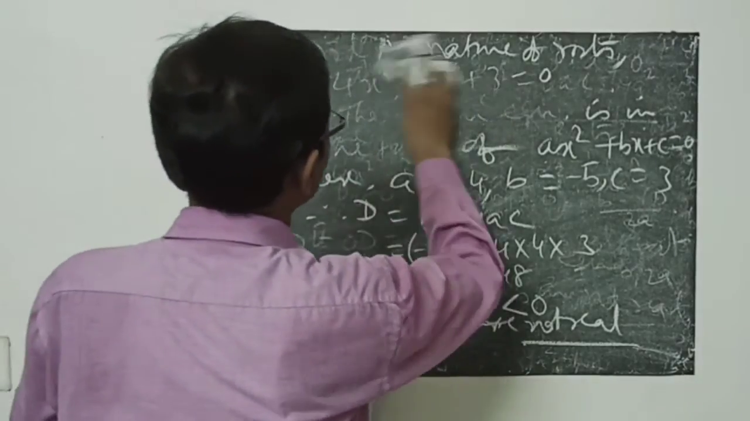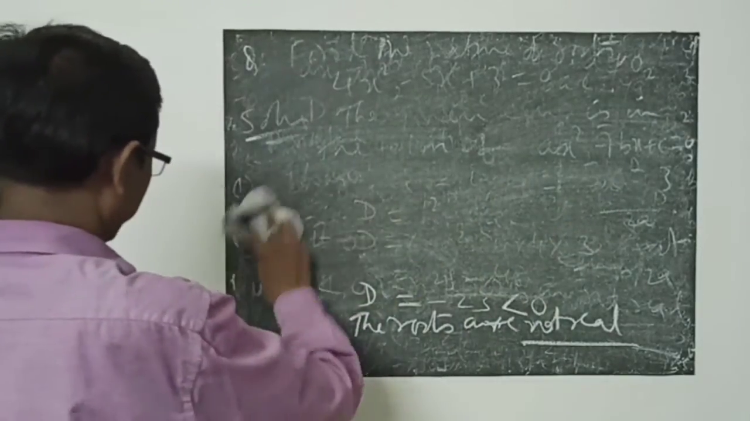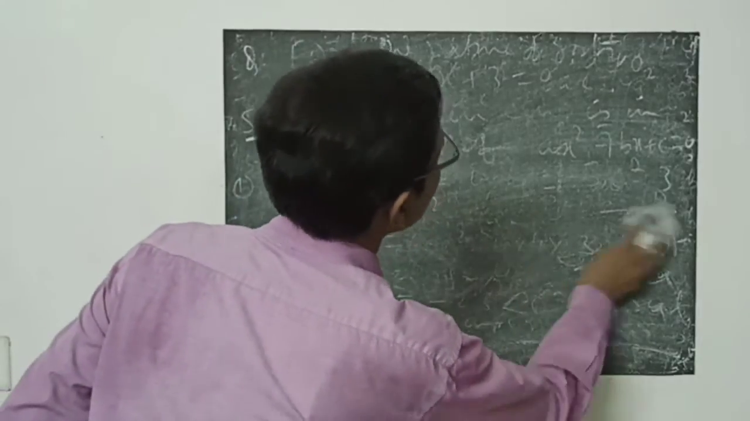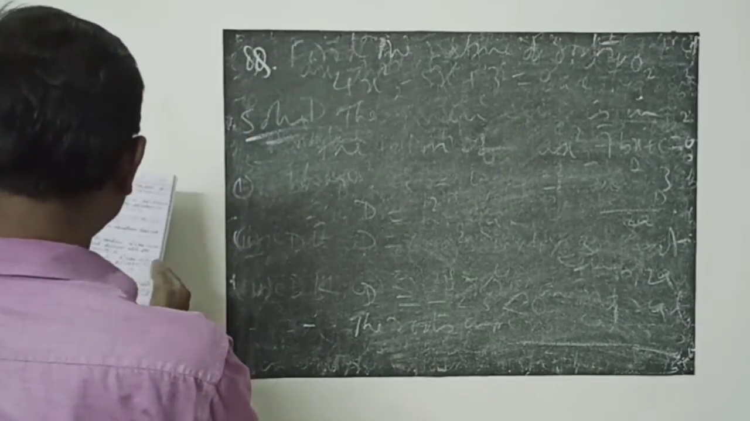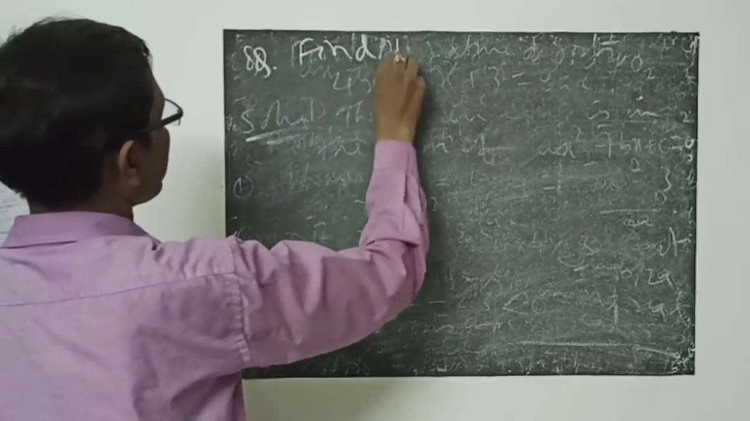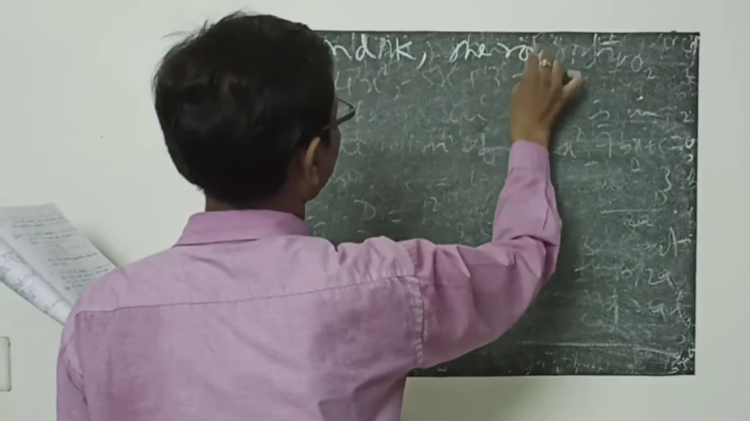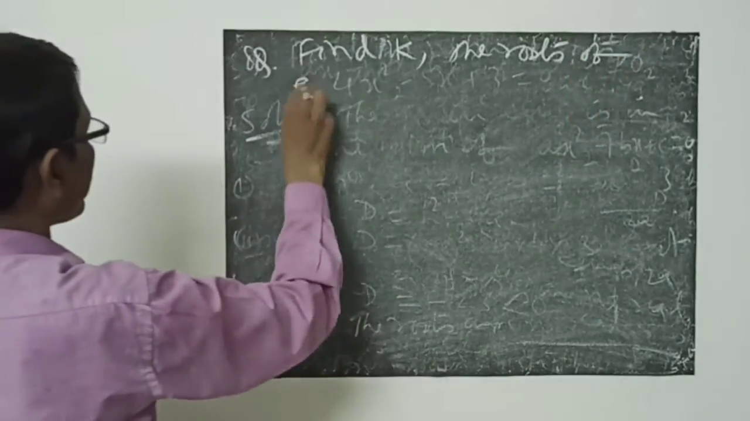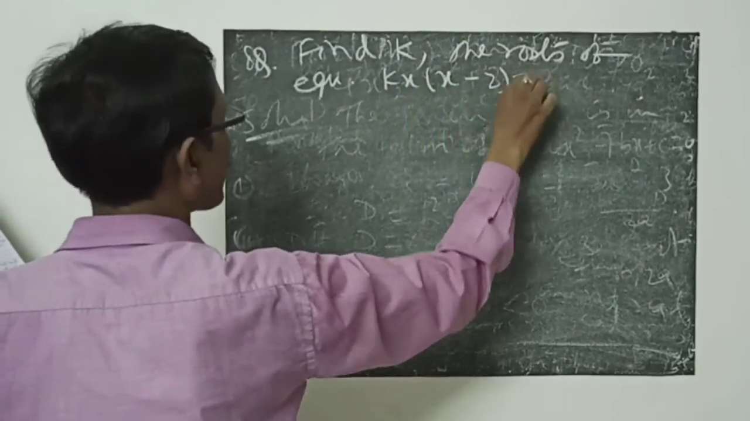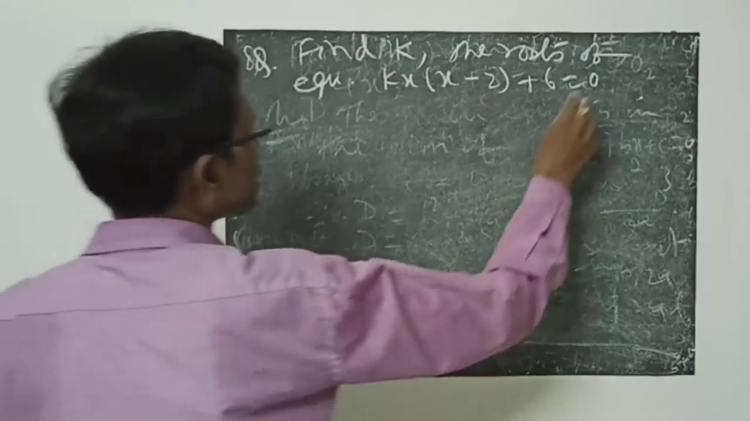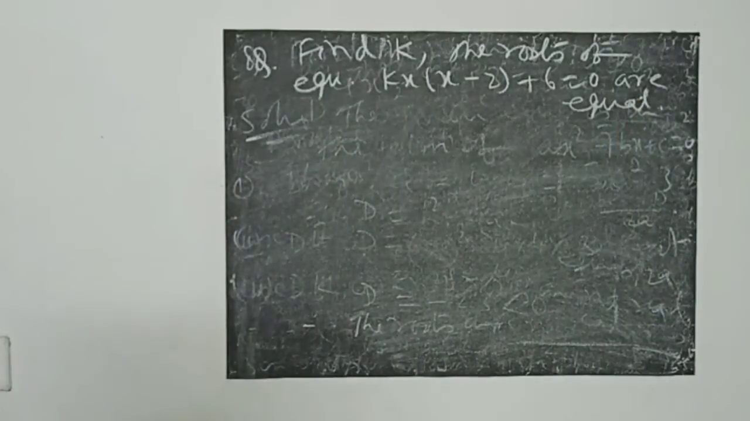One question. See next one. Suppose the given equation is in this form: find the value of k, find k, for which the roots of the equation kx into x minus 2 plus 6 equal to 0 are equal. Its roots are equal, that is to be found out.